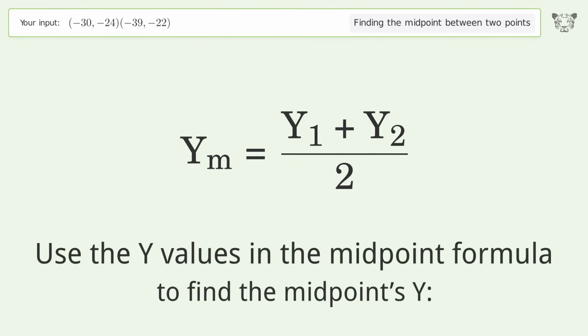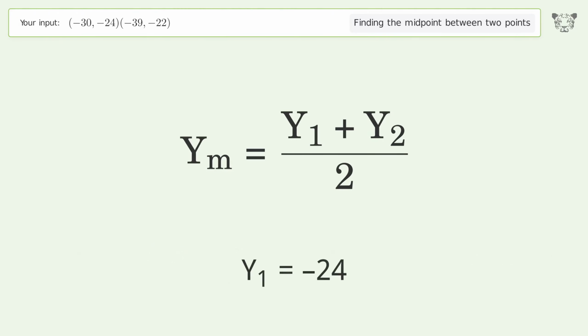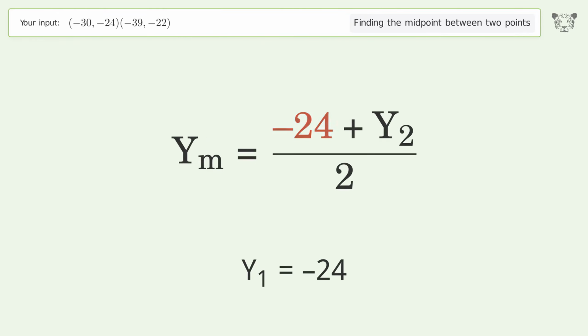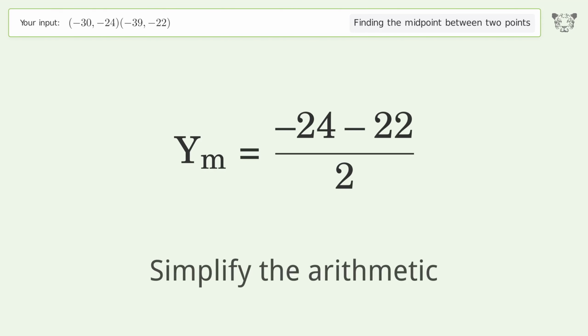Use the y values in the midpoint formula to find the midpoints y. y1 equals -24. y2 equals -22. Simplify the arithmetic.